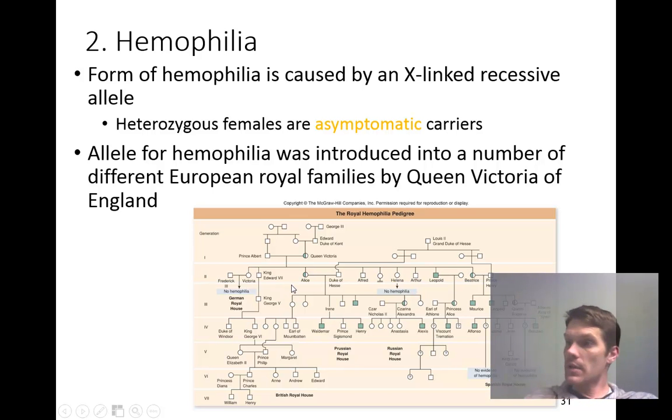Hemophilia is another blood disease, in which people don't have a clotting factor, so when they bleed they can't form a scab and they can keep on bleeding, so their bodies can't prevent themselves from bleeding. Heterozygous females do not have symptoms of this. They're asymptomatic. So it is a dominant-recessive trait, but it's on the X chromosome. And this was a problem in royal families in Europe, and it was introduced by Queen Victoria of England, who was an asymptomatic carrier.